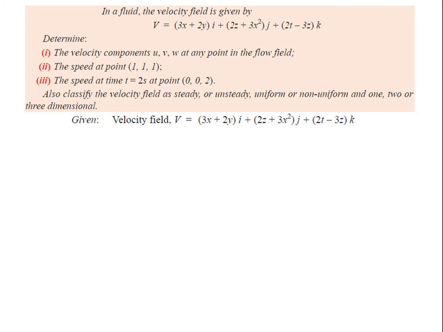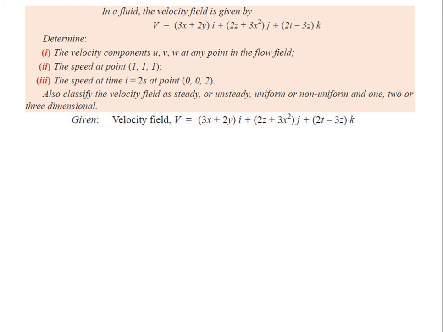Here we'll take one more example. In a fluid, the velocity field is given by V equals (3x + 2y) i + (2z + 3x²) j + (2t − 3z) k. Then determine the velocity components u, v, w, the speed at point (1,1,1), and the speed at time t equals 2 seconds. Also classify the velocity field as steady or unsteady, uniform or non-uniform, one-dimensional, two-dimensional or three-dimensional.